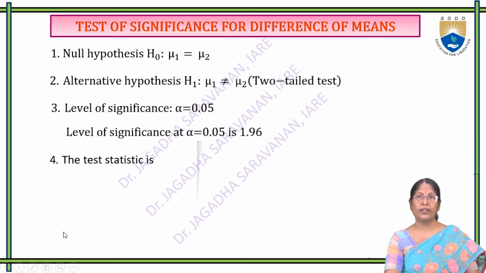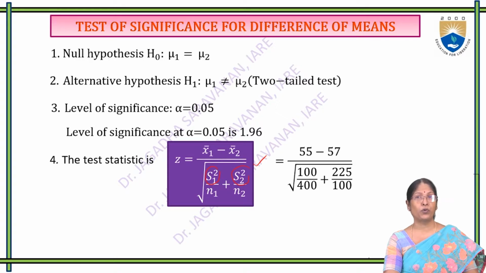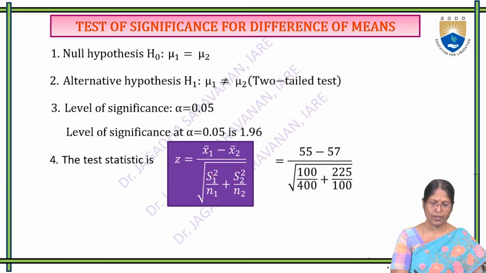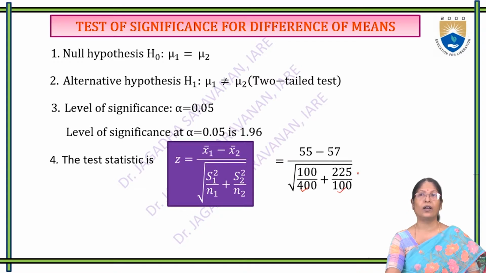Then the test statistic. In the previous problem, sigma 1 square and sigma 2 square were there. In this problem, it is S1 square and S2 square, because the standard deviations of the samples are given. So we replaced sigma 1 square with S1 square, and sigma 2 square with S2 square. In the respective places we substituted the values: x1 bar as 55, x2 bar as 57, S1 square is 100, S2 square is 225, N1 is 400, N2 is 100.